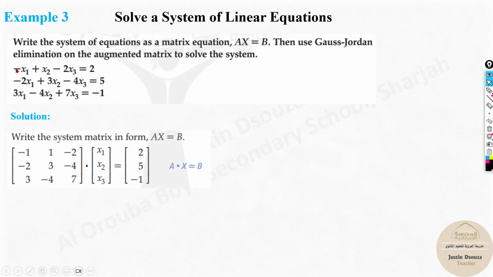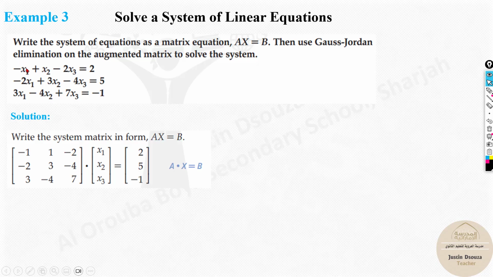Now what exactly you do is, you split it out. All the coefficients, if there's no number, it's 1: 1, minus 1, 1, minus 2, minus 2, 3, minus 4, 3, minus 4, and 7. We write all the coefficients over here. And then the variables. Here you need to be very, very careful.